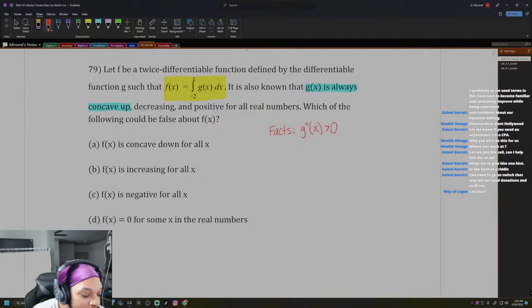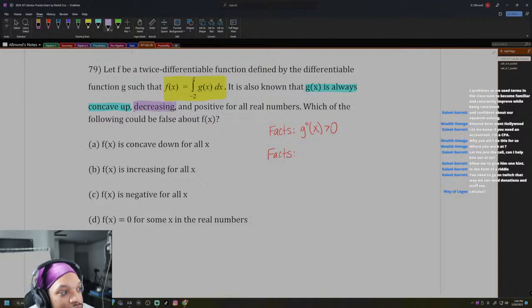It's positive. Okay, that's what I was trying to say. The second derivative is positive. Remember, second derivative tells us concavity. If it's negative, concave down. If g double prime is positive, then it's concave up. So that's a fact. We have another fact. What else does it tell us?